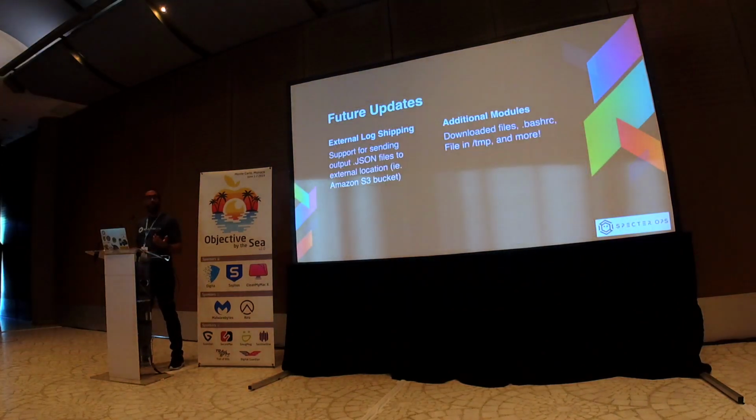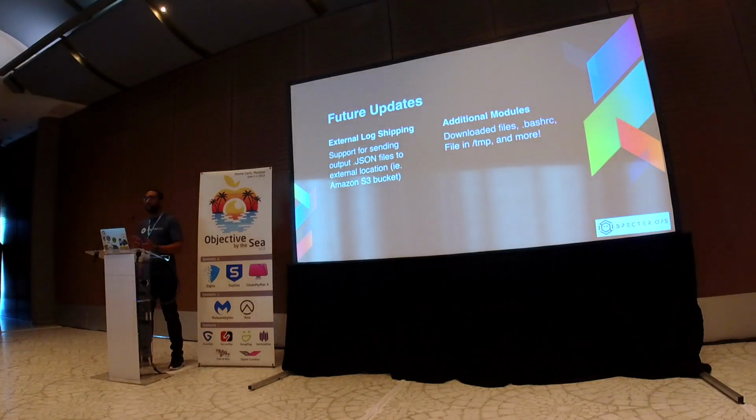For future updates, one of the things I wanted to add is support for sending JSON files to an S3 bucket. Today when you execute Venator, it drops a JSON file to disk, and then you have to have some kind of log ingester monitoring for that and sending it to Kibana or Splunk or something of that sort. Me, as a consultant doing breach assessments, it would be ideal to drop that to disk and then ship that off to an S3 bucket.